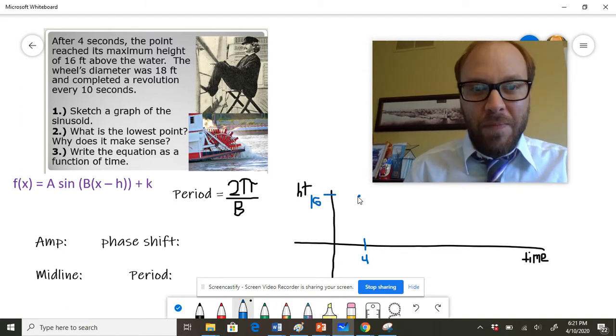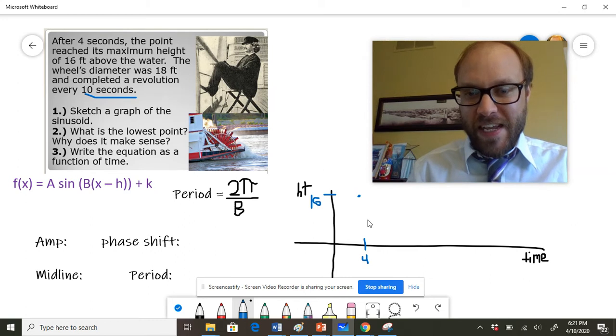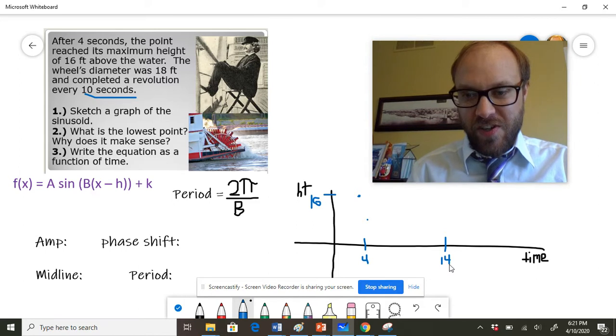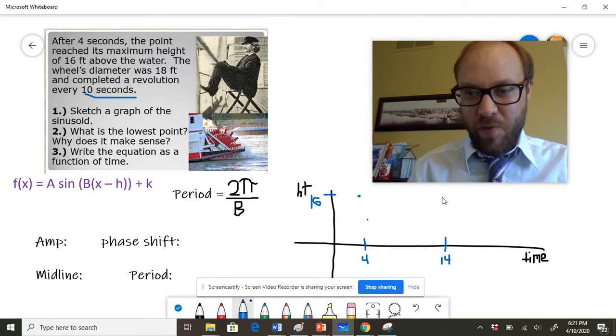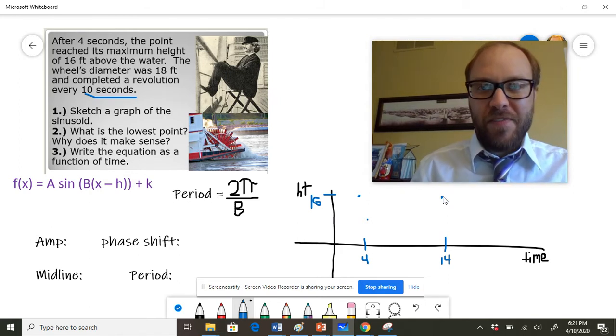All right. Notice that it completes a revolution every 10 seconds. Okay, so that means 10 seconds later, this wheel is going to be back to the same place. It's going to be back, and be careful, 10 seconds later would be 14 seconds in. So it should also contain the point (14, 16). Okay, and now if you think about this, the wheel has a diameter of 18 feet.